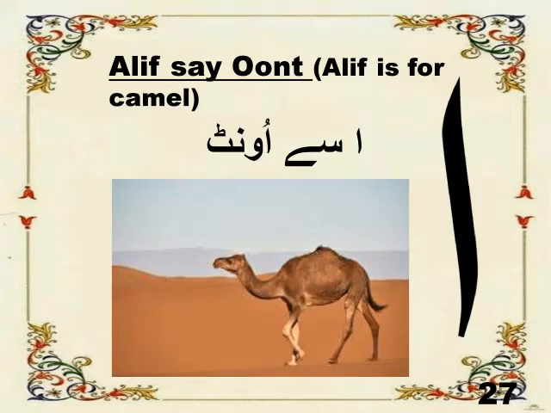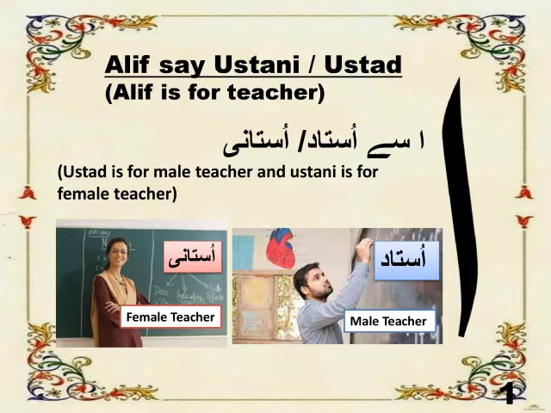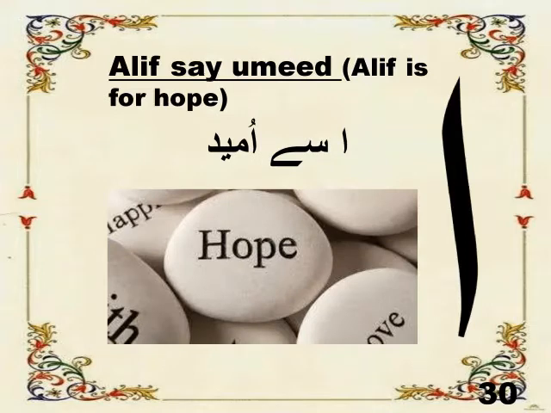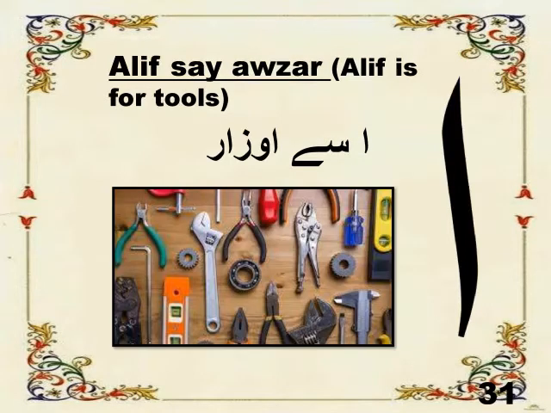Alif se oont. Alif is for camel. Alif se ustad ya ustani. If she is a female teacher, we will call her ustani. And if a teacher is male, we call him ustad. Alif se insan. Alif is for human. Alif se umeed. Alif is for hope. Alif se auzar. Alif is for tools.